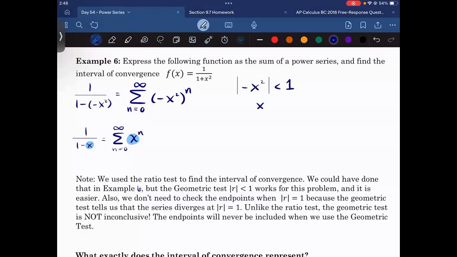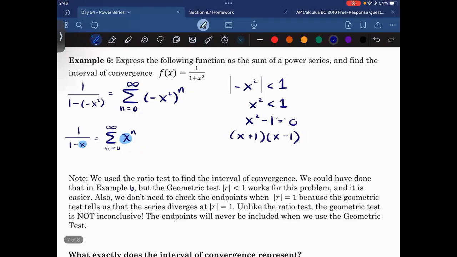So I'm going to take the absolute value of that. And then we have x squared minus 1 is, well, I mean, equal to 0. Then we have x plus 1, x minus 1. Obviously, we're just square rooting both sides. And then we have our interval, which is from -1 to 1.